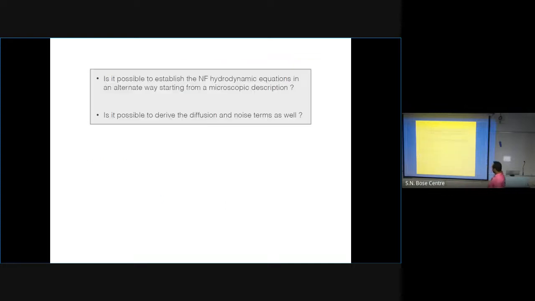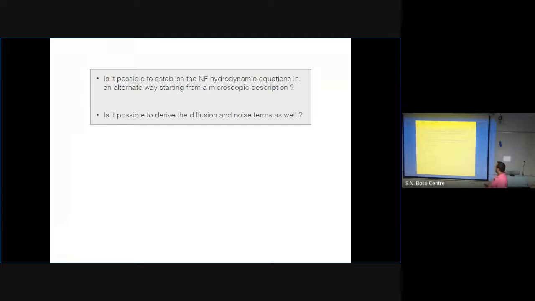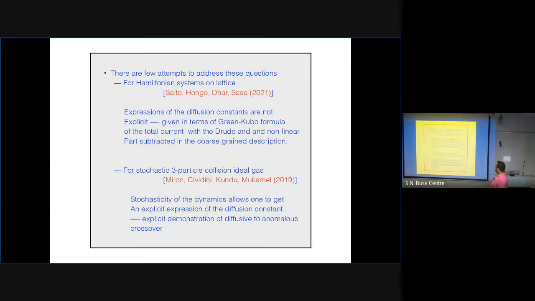Very good. But the question is, is it possible to derive or establish these hydrodynamic equations in an alternate way, by starting from the microscopic density, especially these terms and these terms? These terms are not very difficult to derive, but is it possible to derive the diffusion and noise terms as well? There are very few attempts.